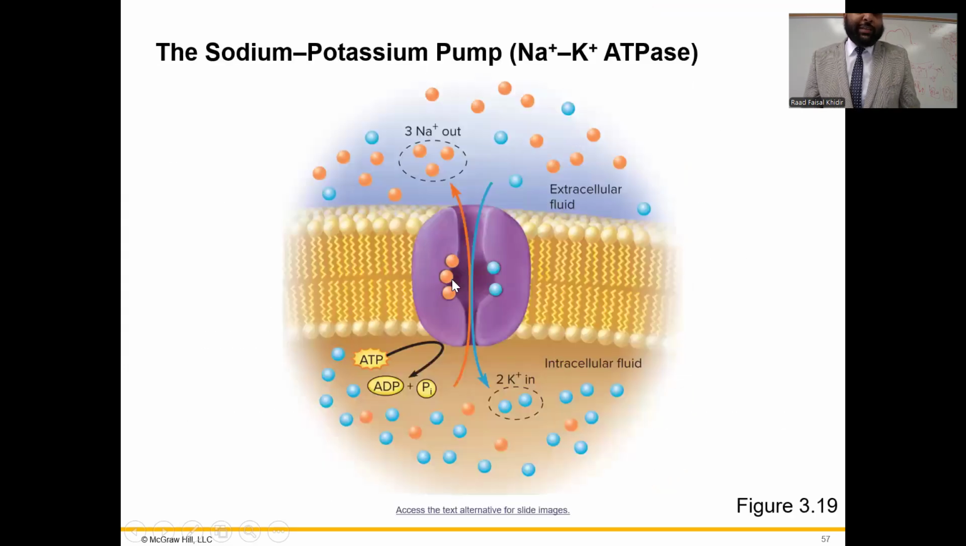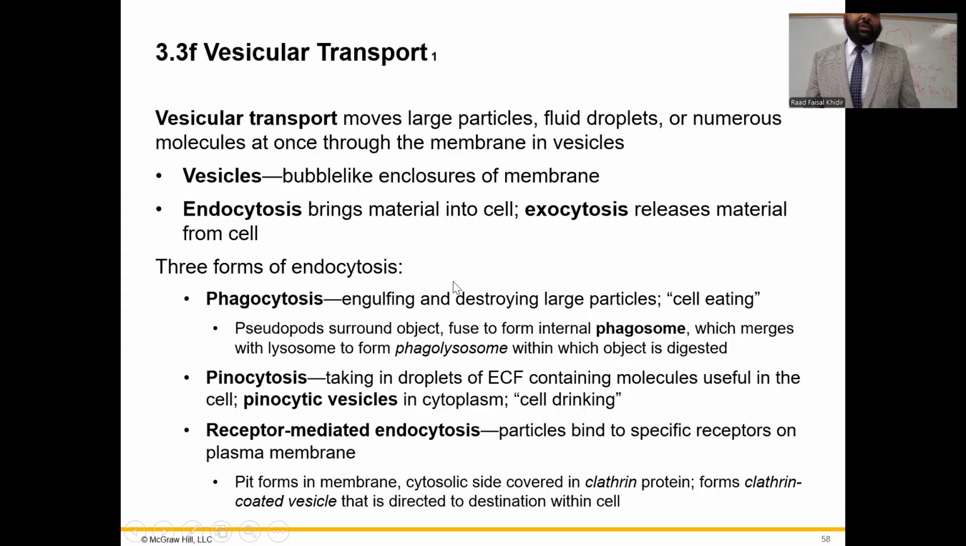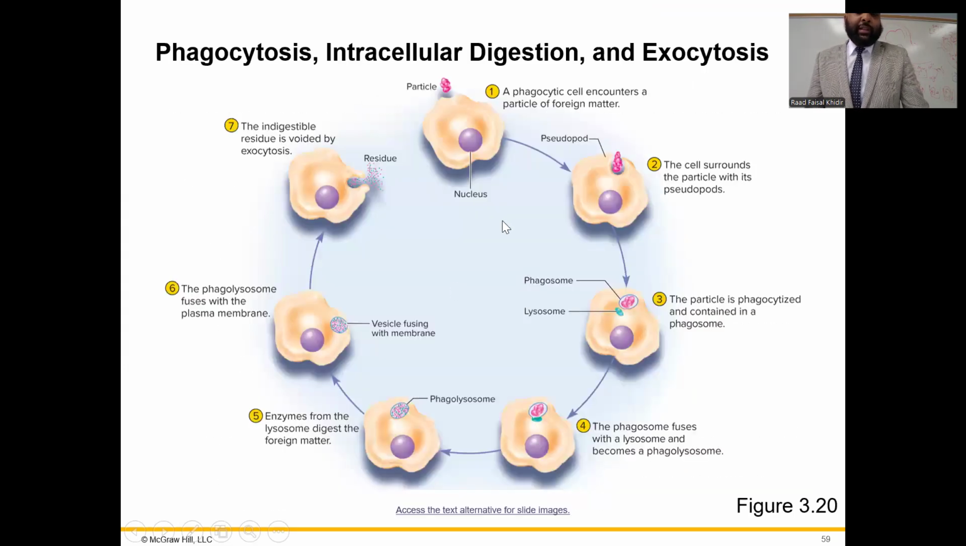And then the sodium potassium ATPase. Three sodium go outside, where there is a lot of sodium, a lot of orange sodium. So a lot of sodium is thrown outside against the concentration gradient. And the blue here is potassium, and two are thrown in against the concentration gradient.